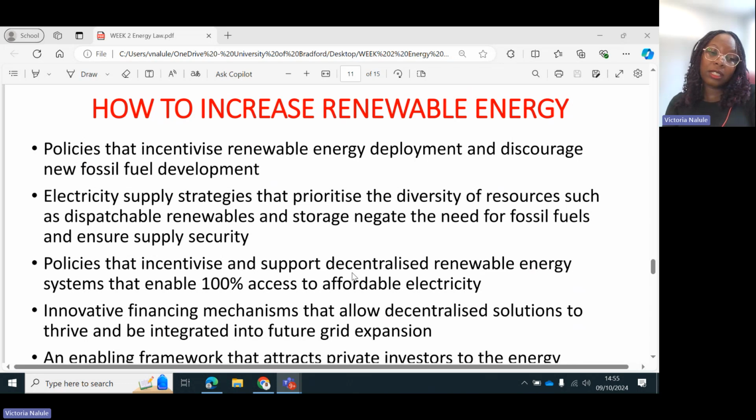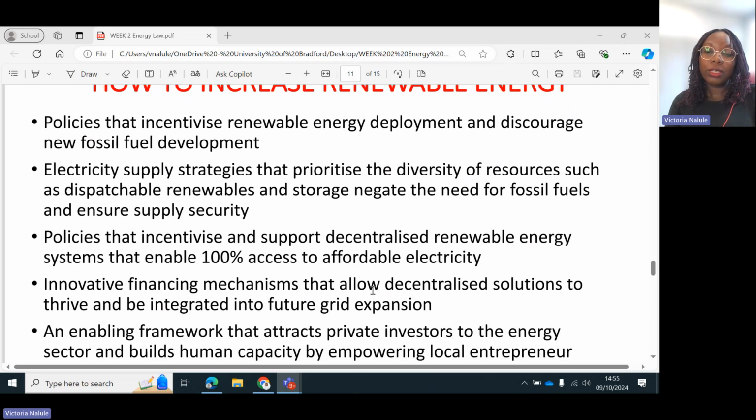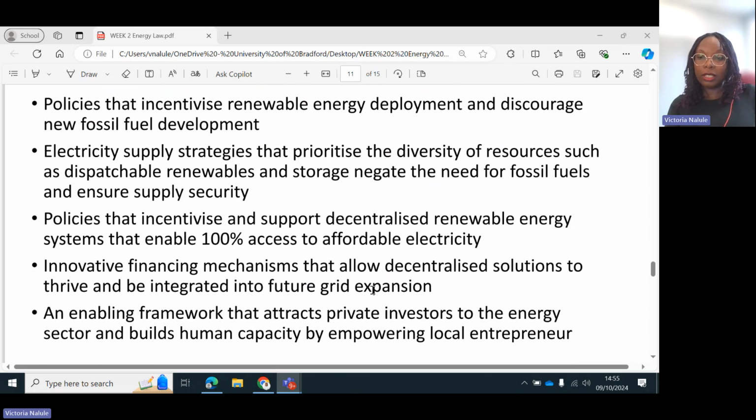And the other thing is for countries to have policies that incentivize and support decentralized renewable energy systems that enable 100% access to affordable electricity. Countries would also need policies that support decentralized renewable energy systems, and this should aim at ensuring that people have access to 100% electricity. And this electricity has to be affordable.